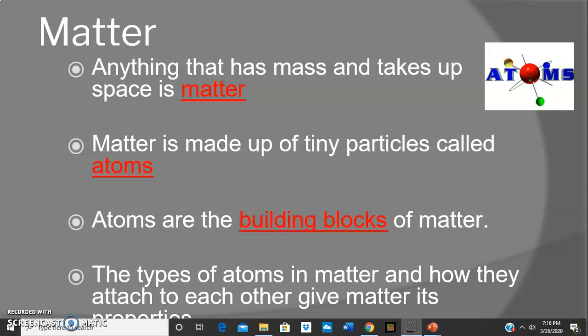The types of atoms in matter and how they attach to each other give matter its properties, right? So based upon what types of atoms they are and how they're attached to each other, that's what makes, let's say, for example, a piece of plastic different from a piece of metal.